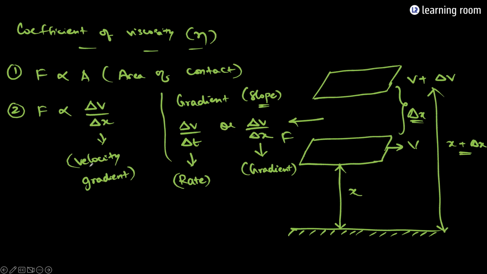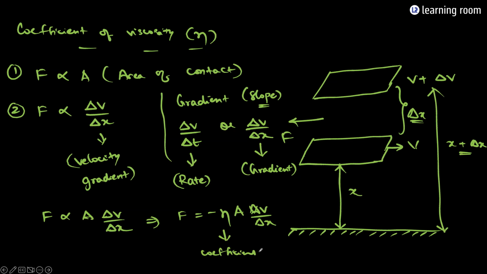Okay, so when you have this velocity gradient, what we can say is F will be directly proportional to A into delta V divided by delta X, which implies F is equal to negative of eta into A into delta V divided by delta X. And this is what is called the coefficient of viscosity. The negative sign here indicates that it is an opposing force. Is this point clear, guys? Yes, sir. So this is an important expression for you to remember.